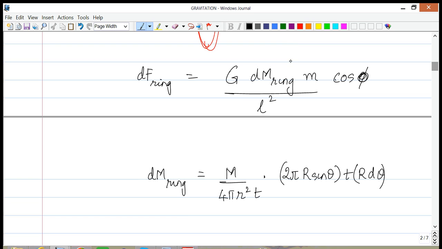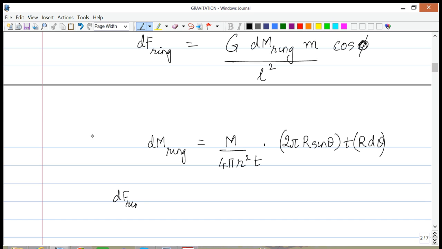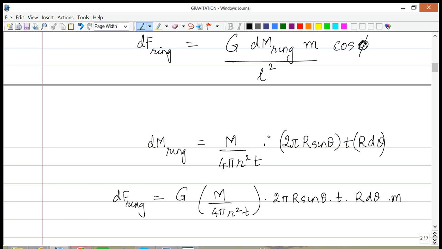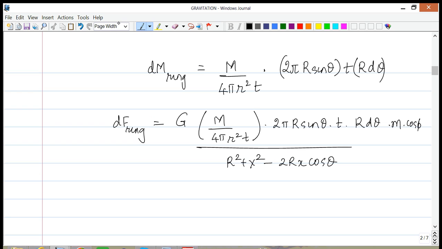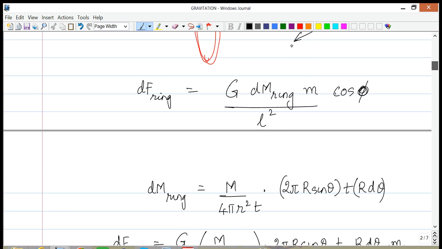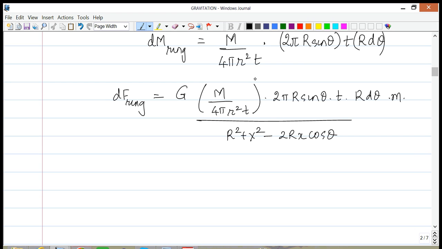Once I have this, we can simply plug this into our equation for dF of the ring. So dF ring ends up being equal to G times m divided by 4 pi r square t, times 2 pi r sine theta times t times r d theta. Okay, this is all dm multiplied by m, multiplied by cosine of, I'm just going to leave it like this because there's no room to write anything else here, divided by L square, which happens to be r square plus x square minus 2rx cosine of theta. In fact, while I have this, let me replace cosine phi. Cosine phi is replaced with x minus r cosine theta, divided by the square root of r square plus x square minus 2rx cosine of theta.